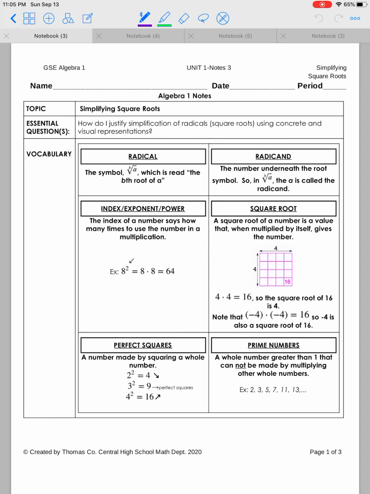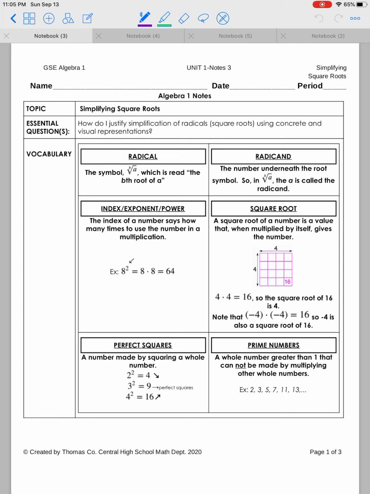And if you look at this example, the symbol here, we call this the b root of a. Whatever that small number is, b is our root. It could be the square root. If there's no number there, there's an understood 2, it's the square root. If there's a 3, it's the cube root. And from there, if there's a 4, it's a fourth root, a fifth root, and so forth.